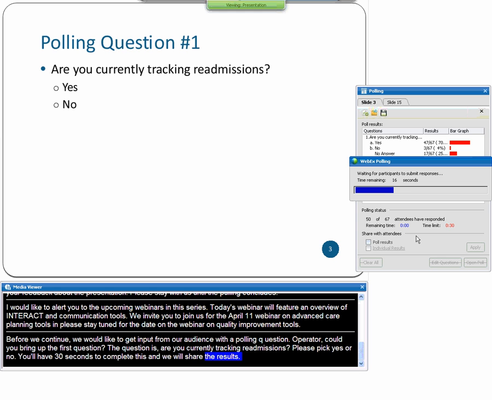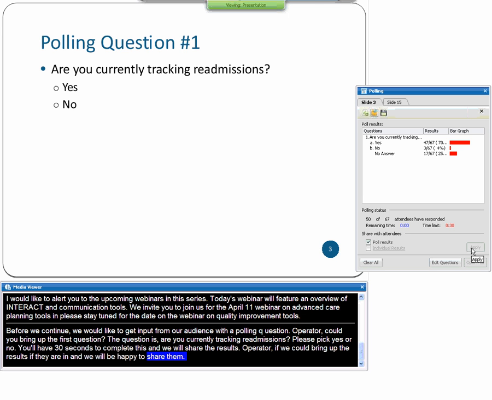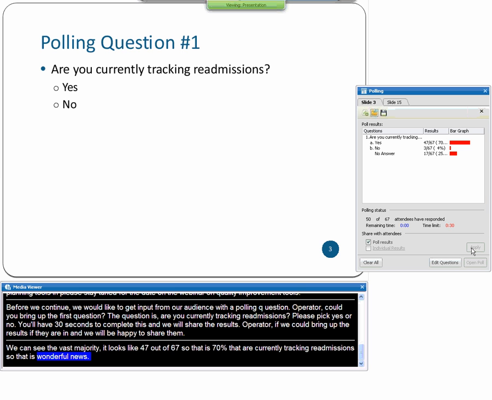Operator, if we could bring up the results, if they are in already, and we will be happy to share them with you. Excellent. So we can see that the vast majority, it looks like 47 folks out of 67, so that's 70% who are currently tracking readmissions. So that's wonderful news. And with that, I would like to turn it over to Loretta, who's going to briefly talk about readmissions and get us into the Interact program.